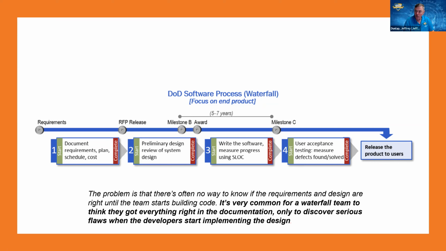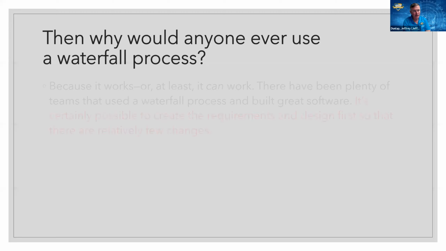The problem with waterfall is sometimes you may not know all of the requirements. The design of the system may be flawed. You may not know that till you get into actually doing it. So it's very common for waterfall teams to think they got it all right, only to discover serious flaws in the architecture or something else, and they have to go rework. And that's sort of the reason it takes some time to do that. That's what we've been doing. So we're going to do something different.